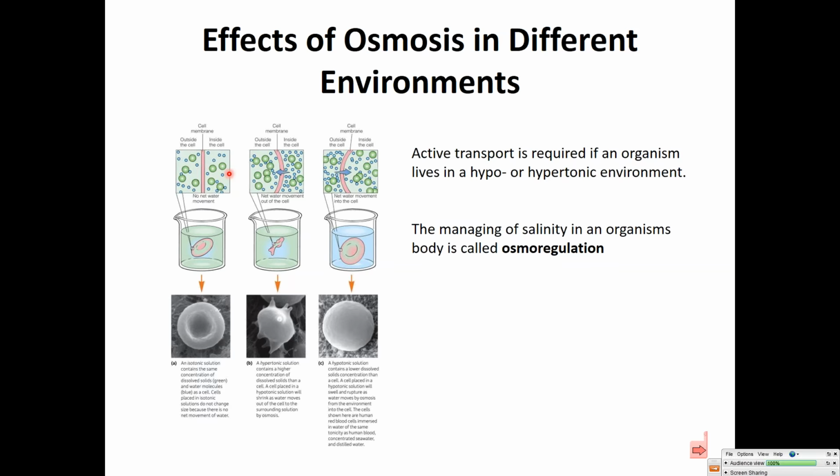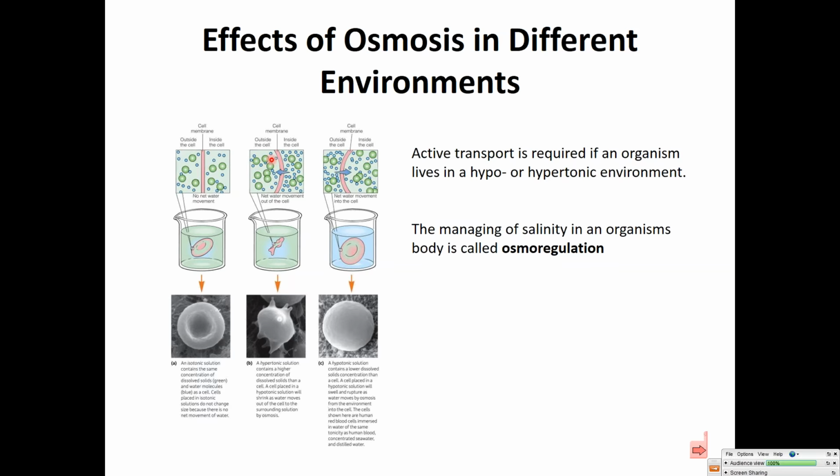But here, this cell, you can see that the ratio of salt to water is much lower, right? There's more water than salt inside the cell than outside the cell. Outside the cell, there's more salt to water. So that means the outside of the cell has a higher salinity.